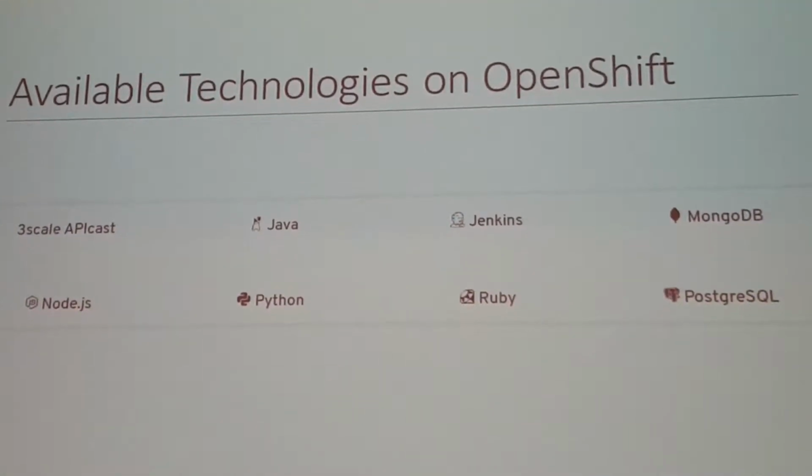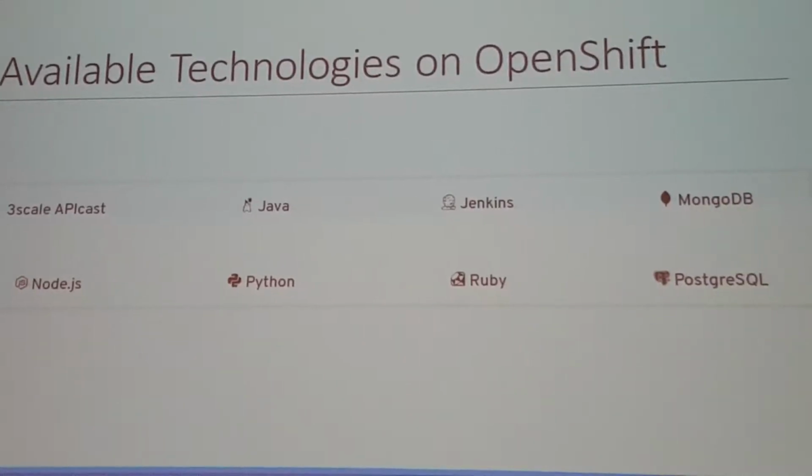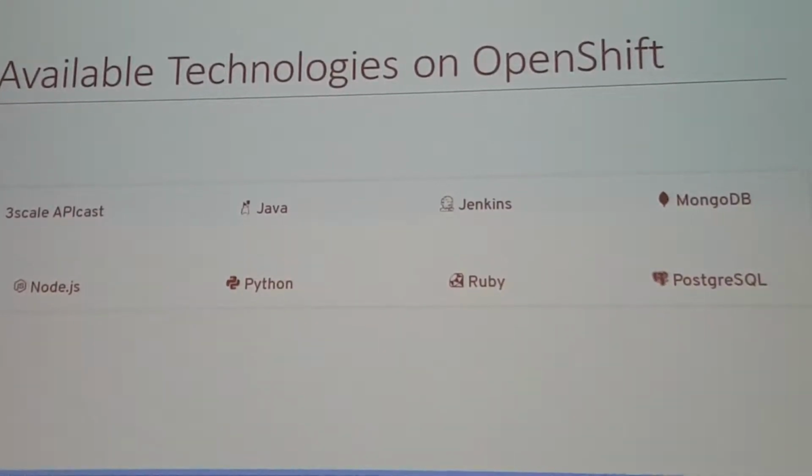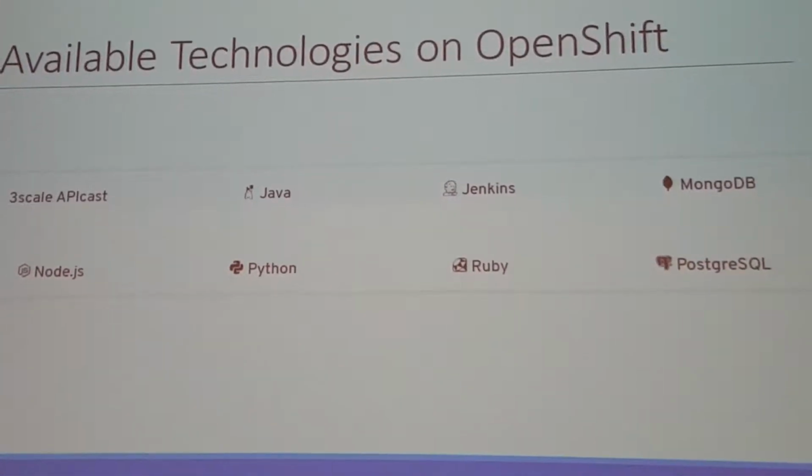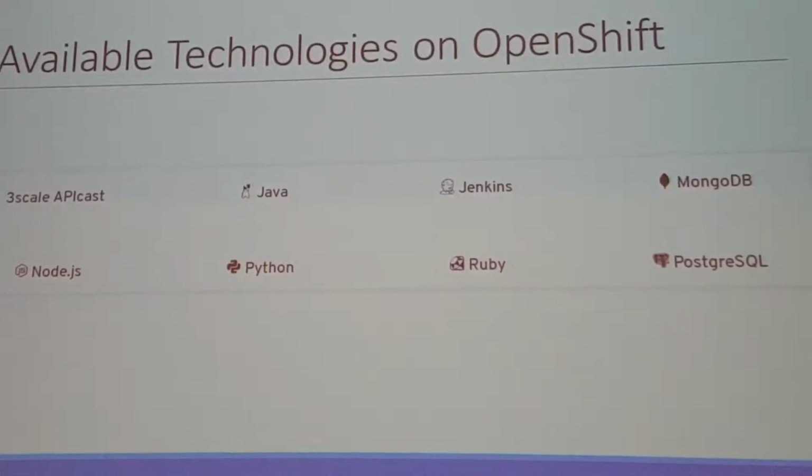So there are many technologies available on OpenShift. Some database applications are MongoDB and Postgres. Some languages that might be familiar are Python and Ruby. And then Node.js is often used for web development as well.